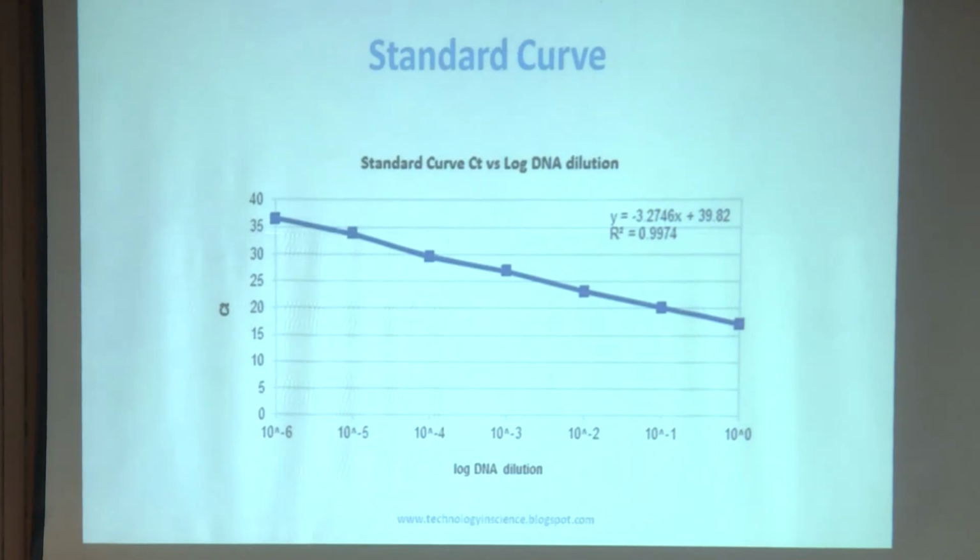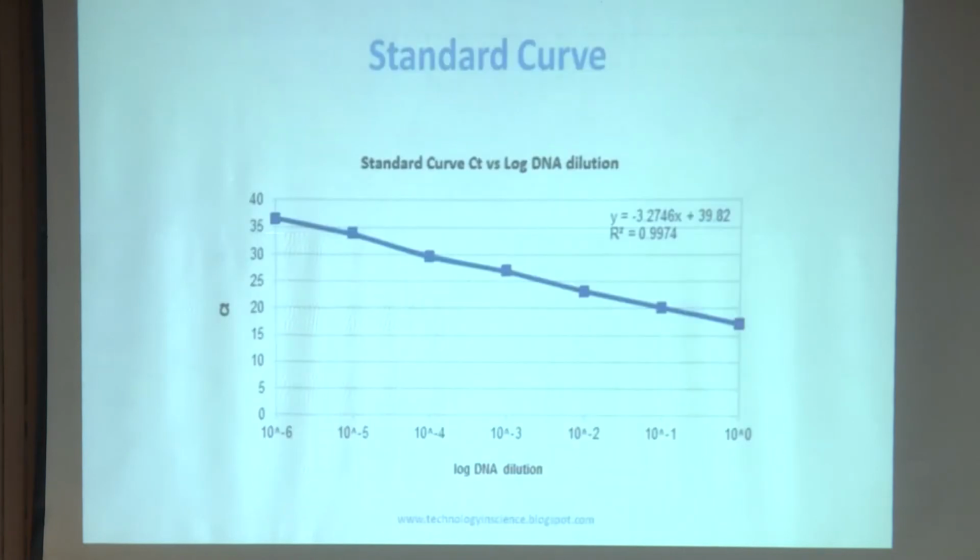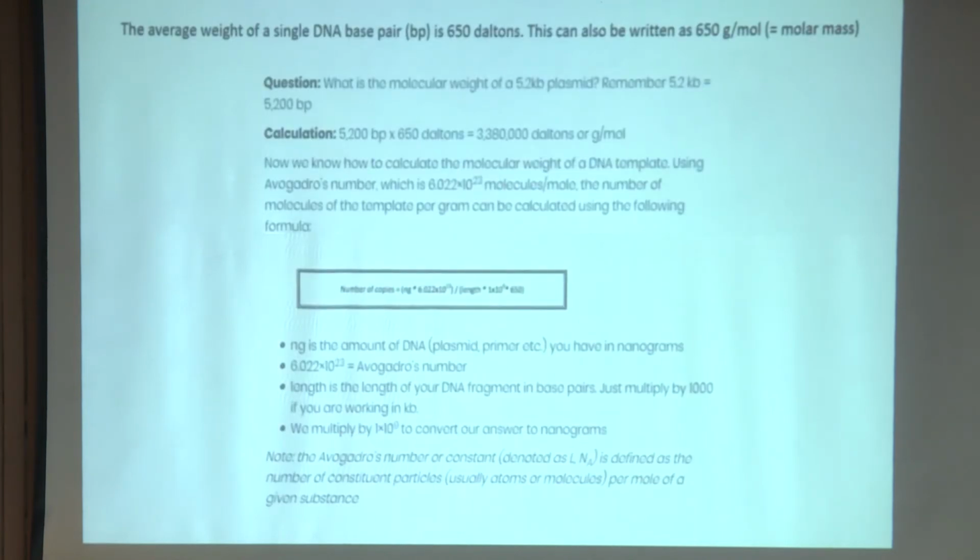This is the way you prepare a standard curve: log DNA dilution against CT value. You can also get the regression equation, and the R square value should be more than 0.99. Then you will be able to use it. If you look at the slope, you will understand the efficiency of the reaction, and you should also make use of that.